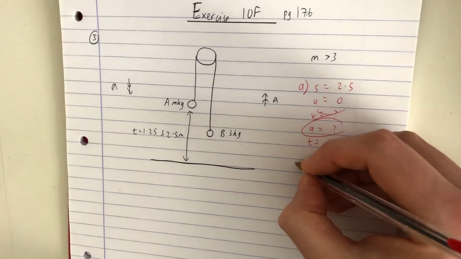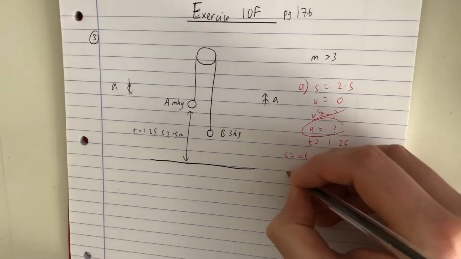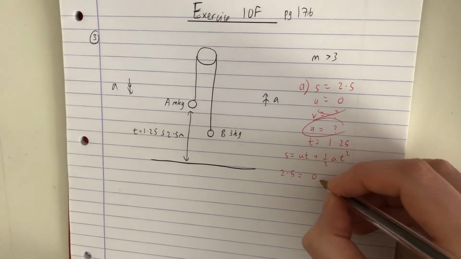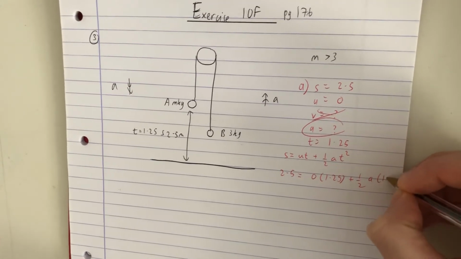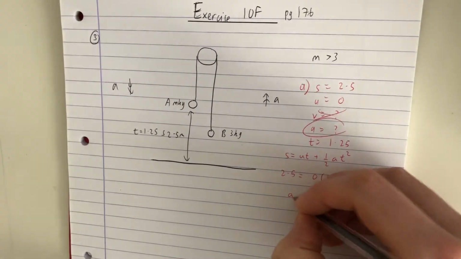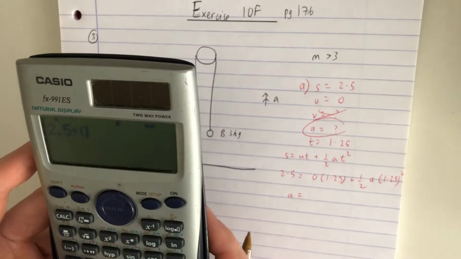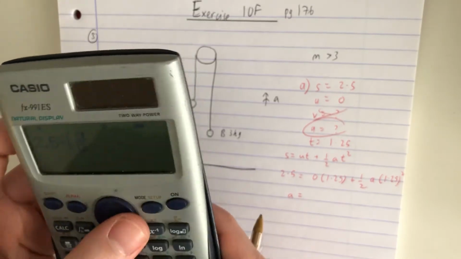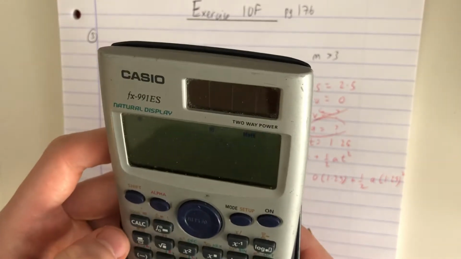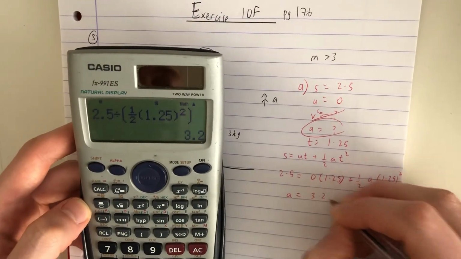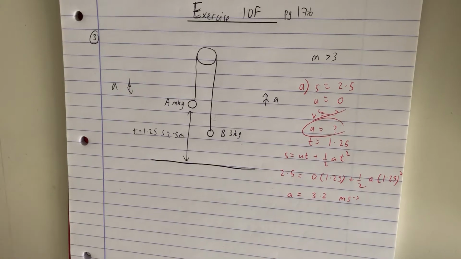So you've got s equals ut plus a half at squared. s is 2.5, u is 0, 1.25 t plus a half a 1.25 squared. And if you make a the subject, 2.5 divided by half 1.25 squared, you get 3.2, as required.